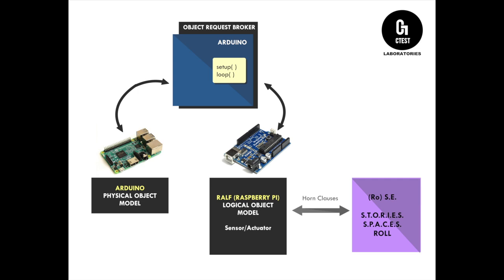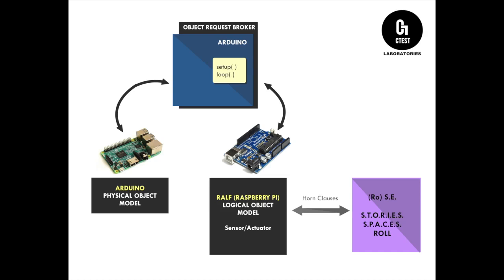And the setup and loop on the Arduino, those two main functions that we see in almost every Arduino program, we use those as object request brokers. They accept object requests from the Raspberry Pi. They then translate those requests into physical object requests on the Arduino. So that's what's going on there.